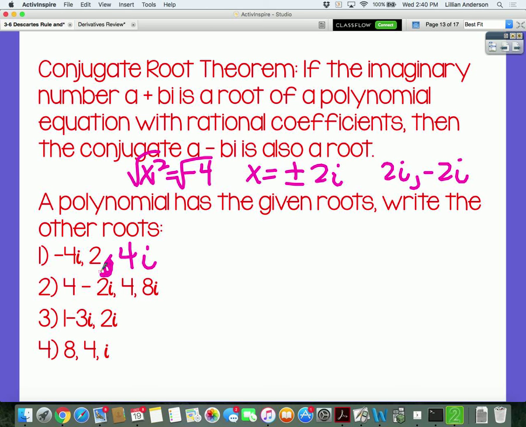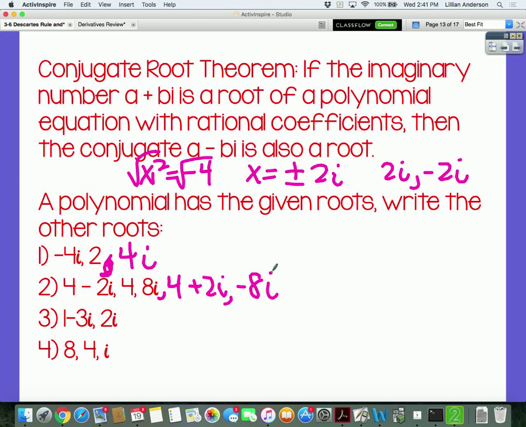Let's look at number 2. We have 4 minus 2i, 4, and 8i. These are all roots that were given to us. Now, if we're given 4 minus 2i, then we also know what else is a root. 4 plus 2i. The imaginary part is always the opposite. It's the conjugate. And we also have negative 8i. Your real roots don't get duplicated, they don't change, they just stay where they are. It's only your imaginary ones that have the conjugate as a root as well.